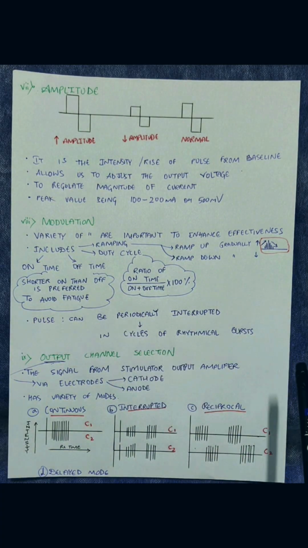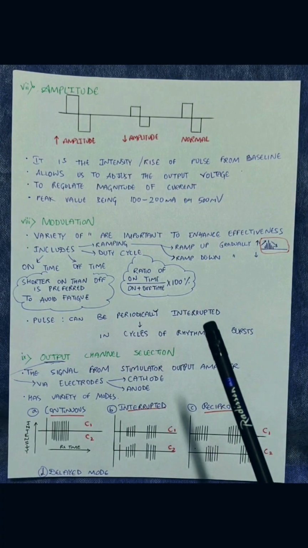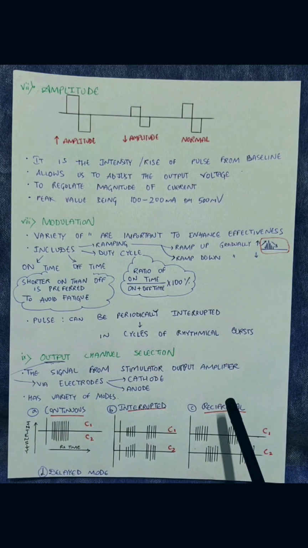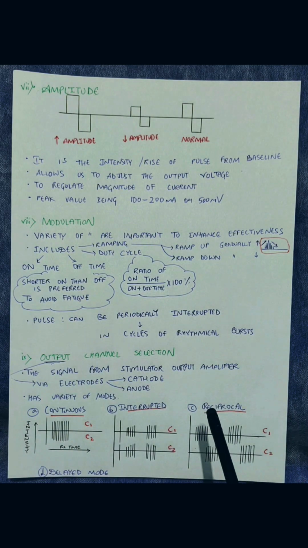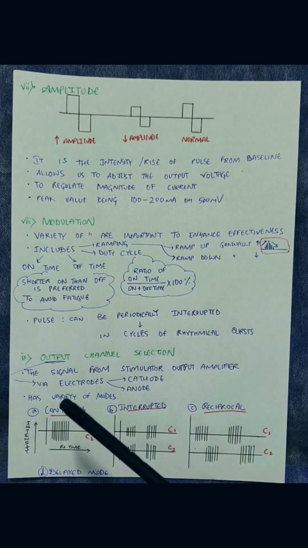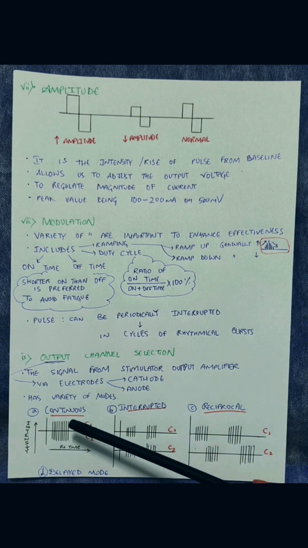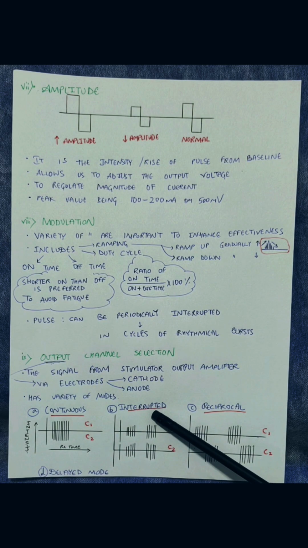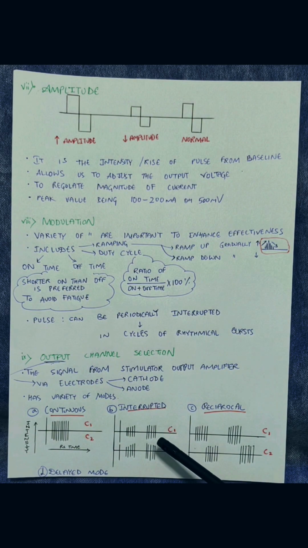On and off time basically means that the pulse can be periodically interrupted in cycles of rhythmical bursts. The output channel selection is the signal from the stimulator output amplifier via electrodes, the cathode and the anode. The output has a variety of modes, such as continuous mode, wherein both the channels provide uninterrupted stimulation for the complete treatment session. There is interrupted mode, wherein from both the channels the output turns on and off at the same time.